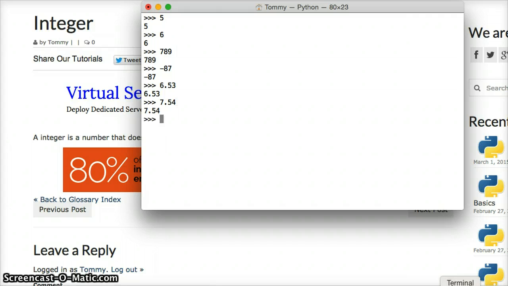So integers are also sometimes referred to as whole numbers. So numbers that do not contain a decimal point are integers.